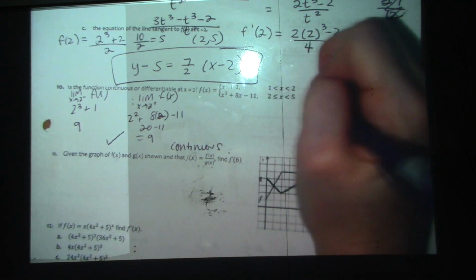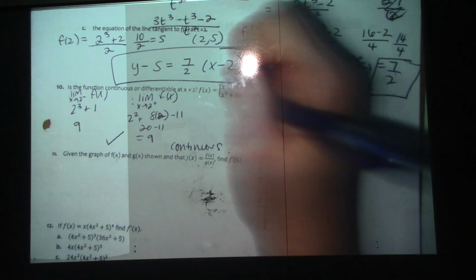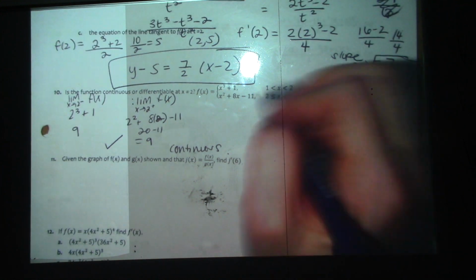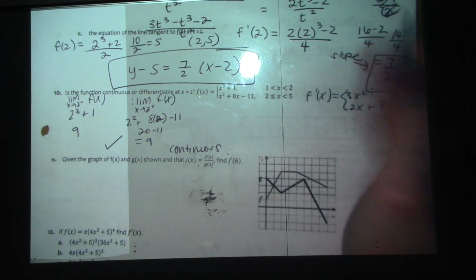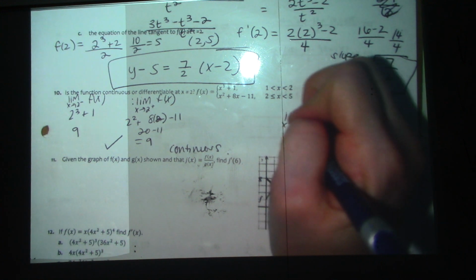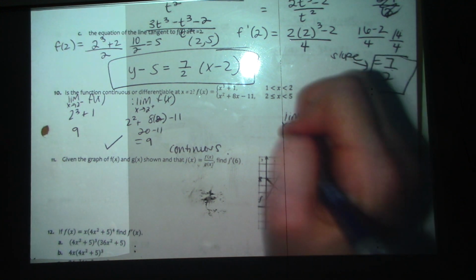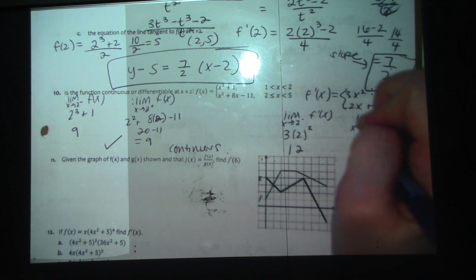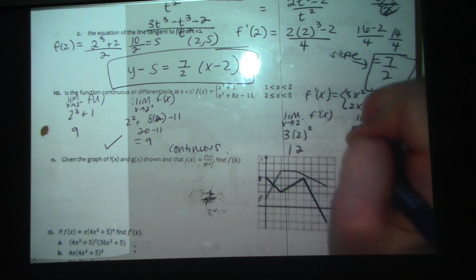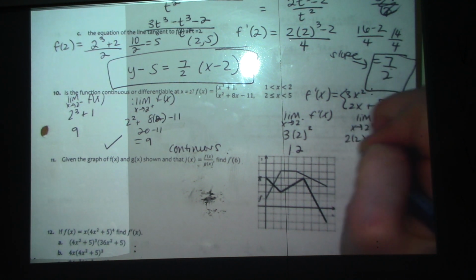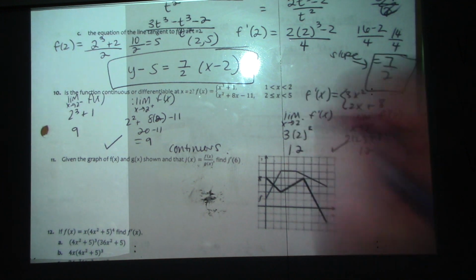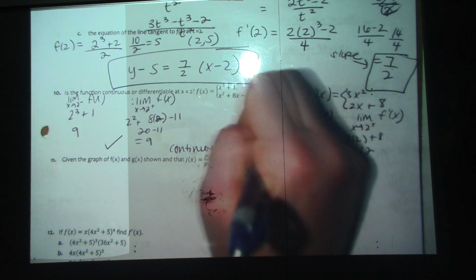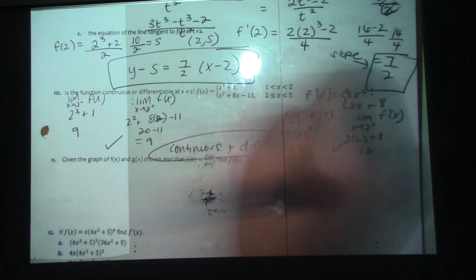And then now I need to find f prime of x to check differentiability. So that would be 3x squared and 2x plus 8. And then we're going to check, is it differentiable at x equals 2? So the limit as x approaches 2 from the left of f prime of x would be 3 times 2 squared. I think that's 12. Yeah. And then the limit as x approaches 2 from the right of f prime of x is 2 times 2 plus 8. 4 plus 8 is 12. So the limits of the derivatives are approaching the same thing. So that means it is also differentiable. Continuous and differentiable.